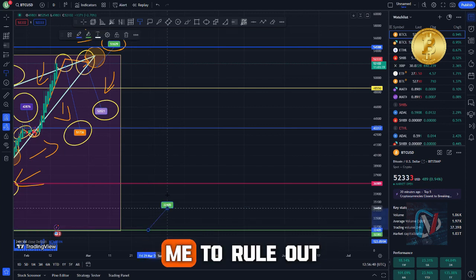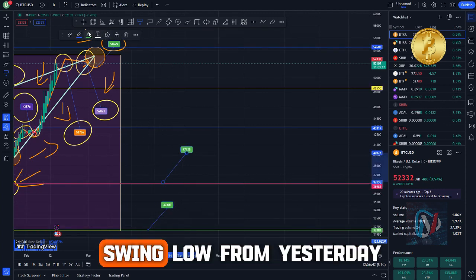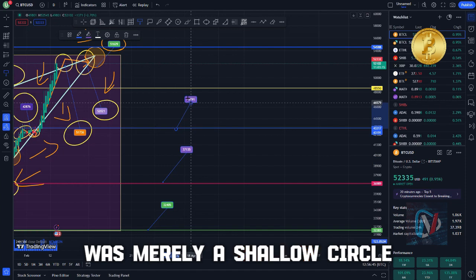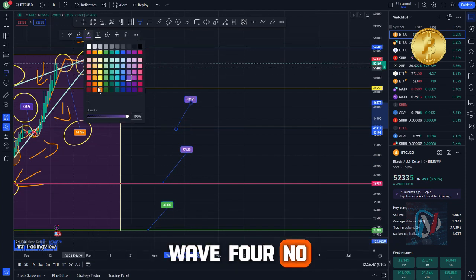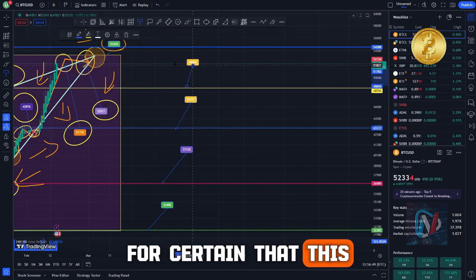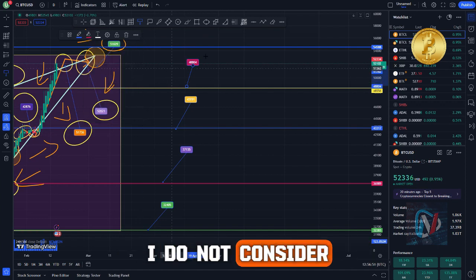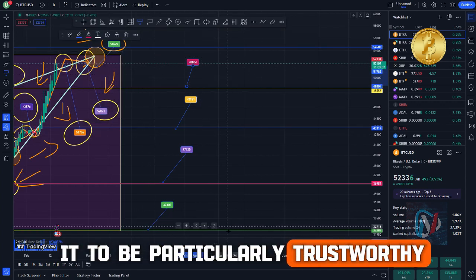Is it possible for me to rule out the possibility that the swing low from yesterday was merely a shallow circle wave 4? No, I am unable to say for certain that this is not the case. However, I do not consider it to be particularly trustworthy.